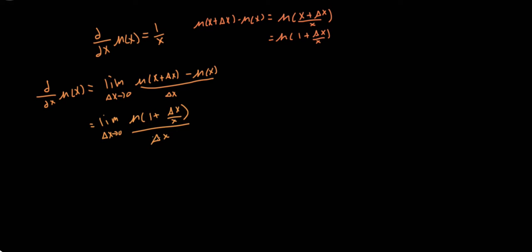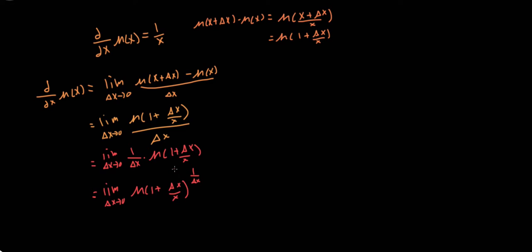So from here we can use the laws of exponents. Actually, let me rewrite this so you can see that we're going to be using laws of exponents. So this is the same exact thing as the limit as change in x approaches 0 of 1 over change in x times the natural log of 1 plus change in x over x. So we can use the laws of exponents here, and we can rewrite this as the power of the natural log. So let's go ahead and do that. So we have the limit as change in x approaches 0 of the natural log of 1 plus change in x over x, all to the power of 1 over change in x.